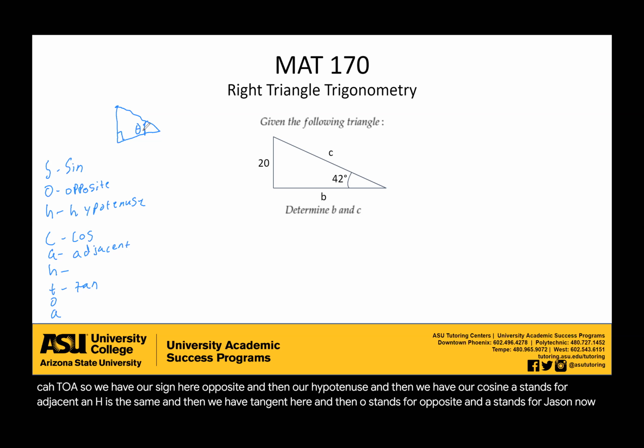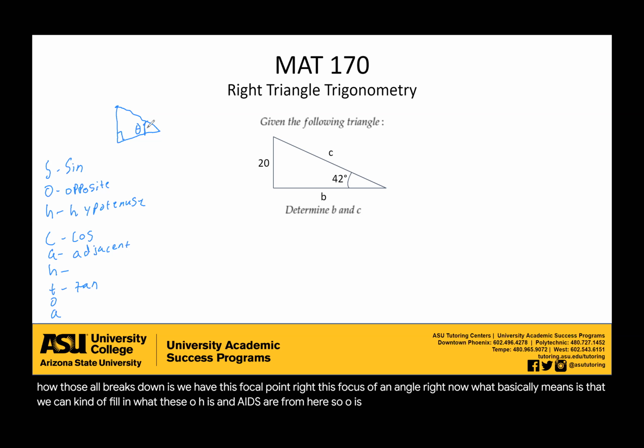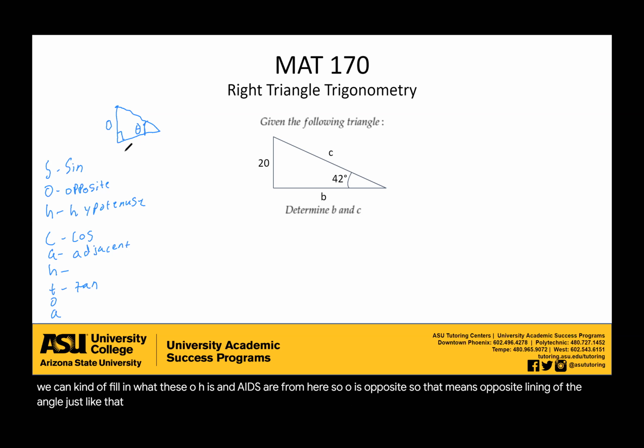Now, how this all breaks down is we have this focal point, right? This focus of an angle. What it means is that we can fill in what these O's, H's, and A's are from here. So O is opposite, so that means the opposite line of the angle, just like that. The hypotenuse is the line that's directly across from the right angle. So in this case, it's this one. And then the other one is adjacent, which is A.